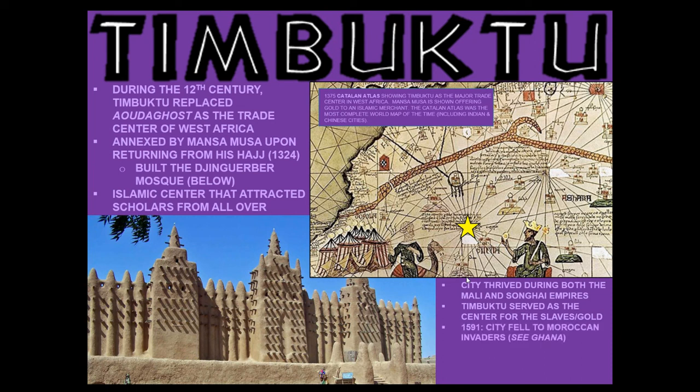In 1591, the city is going to fall to Moroccan invaders, very similar to what happened to the Empire of Ghana at the same time. So these Moroccan invaders do a very efficient job of taking down these West African empires. Eventually, these trade routes are going to spell the doom for Timbuktu, because the slave and gold trade is going to move further and further to the coast. So the Atlantic trade is going to basically destroy the old trans-Saharan trade routes.